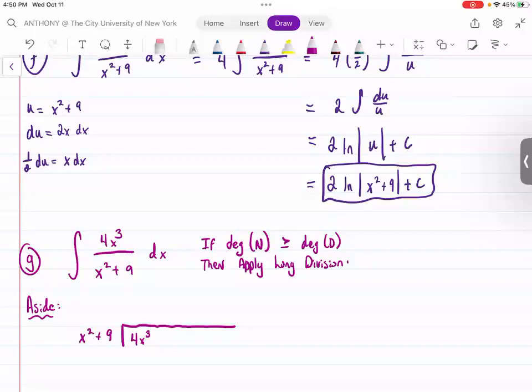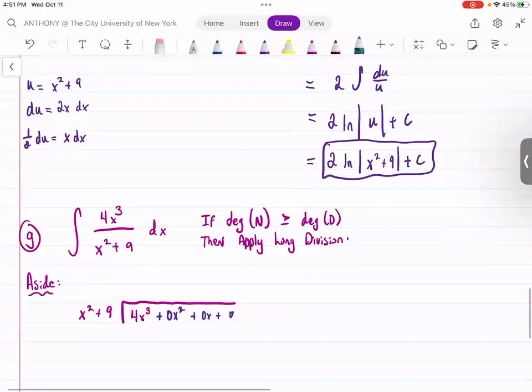So you can use fillers. For example, because it doesn't have an x squared term, you can say plus 0x squared. If you wanted to, you could have done this for plus 0x plus 0. You could have added as many more zeros as you wanted, so that when you apply your long division, you're not missing any descending powers when it goes down by 1. All right, so here's how you do the long division.